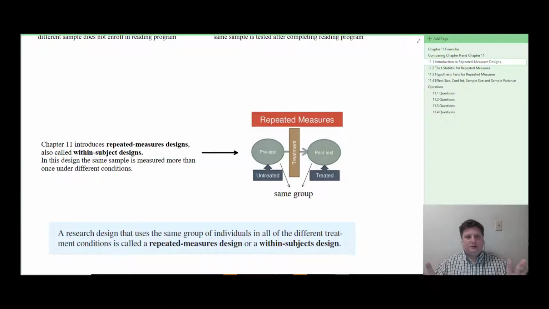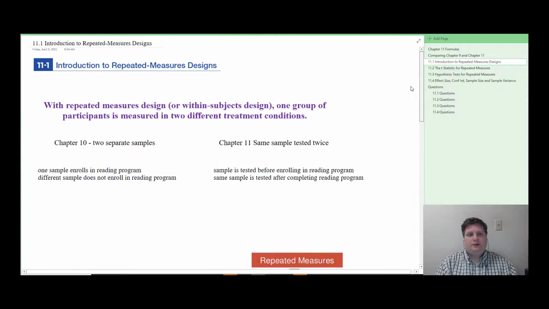That takes us to chapter 11, and the good news about chapter 11 is there's actually not a lot new with chapter 11. Chapter 11 might be in some ways the easiest chapter because it doesn't have much new at all. It's actually a lot like chapter 9, and I'll explain in a minute. So this should probably be a shorter video lecture. But first, an introduction to repeated measures designs.